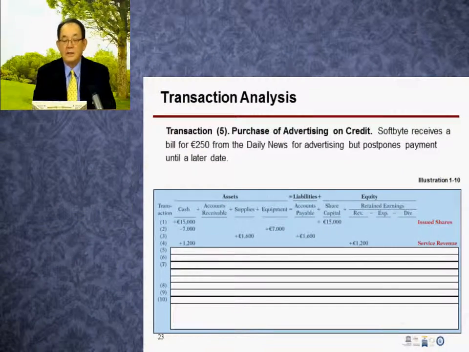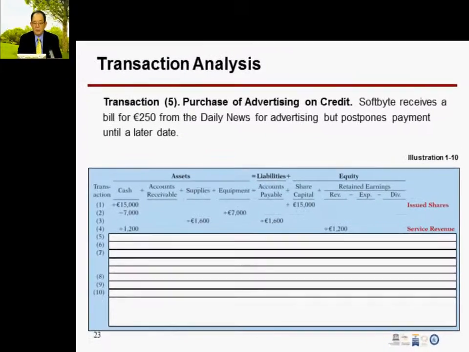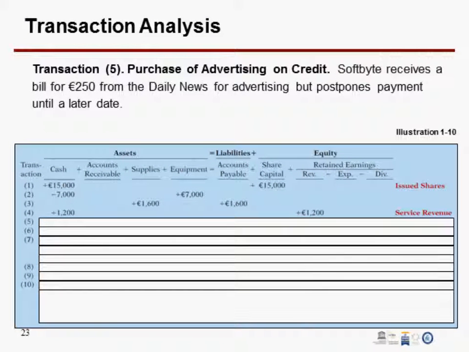Transaction number 5, purchase of advertising on credit. SoftBite receives a bill for €250 from the Daily News for advertising, but postpones payment until a later date. So that means SoftBite advertised their company in the newspaper, and that expense is incurred. However, they didn't pay cash. They are going to pay later. So that one is a liability, isn't it?